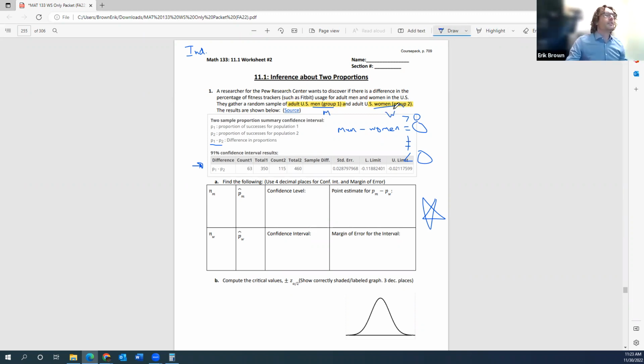Okay, let me give you 5 minutes and you see if you can fill out A and B. So the timer is set for 5 minutes. And don't be afraid to ask questions.